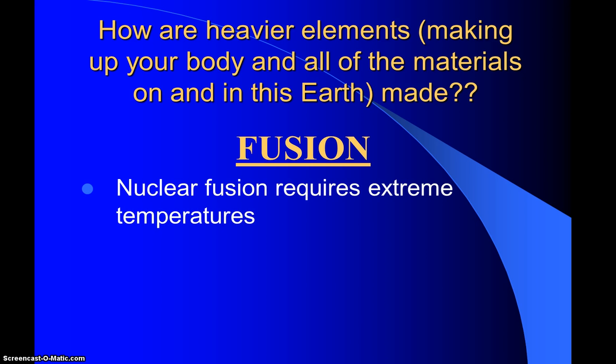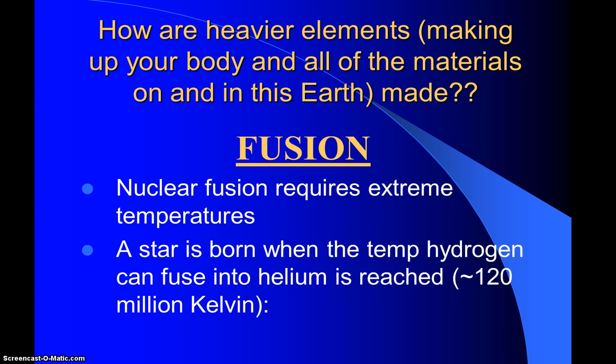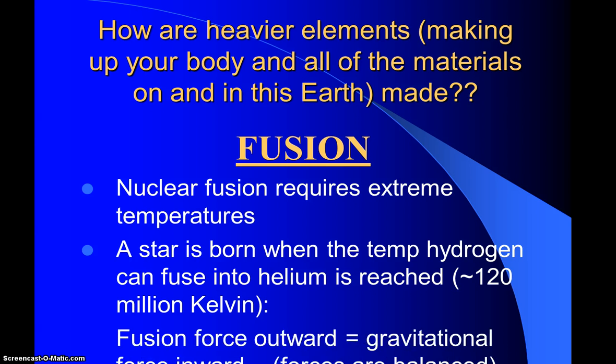Nuclear fusion requires extreme temperatures, and those are found in the core of stars. A star is born when the temperature that hydrogen can start to fuse into helium is reached, and that's about 120 million degrees Kelvin. This is ridiculously hot. That's why we don't see these going on here on Earth. Fusion force outward. This is what I was telling you about, the forces are balanced. Fusion force outward equals gravitational force inward. I think this might be cut off a little bit, but ultimately the forces are balanced.